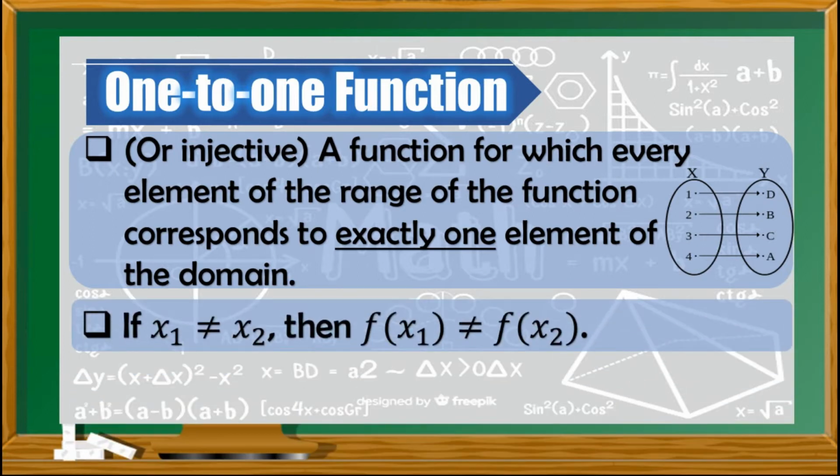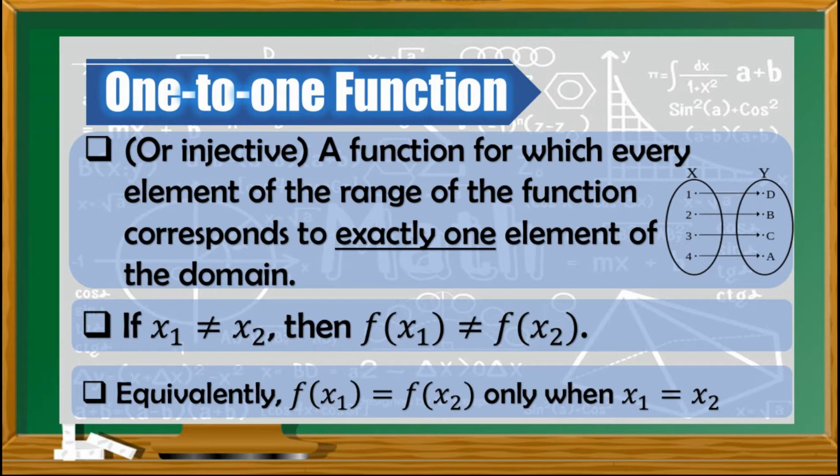Next, when we say one-to-one, if x sub 1 is not equal to x sub 2, then f of x sub 1 is not equal to f of x sub 2. What does this mean? This means that if you have two different values of x, then it follows that you have two values of y that are different.